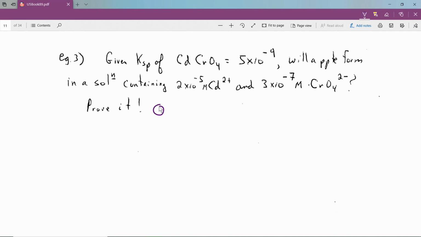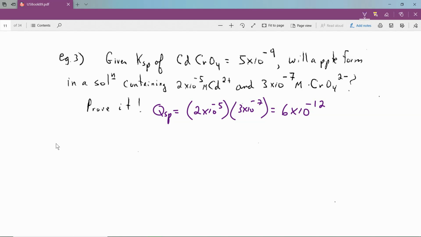My QSP is going to be my instantaneous concentration of Cd2 plus, which is 2 by 10 to the minus 5, times chromate, 3 by 10 to the minus 7. So that's 6 by 10 to the minus 12. And hey, I was wrong. It does not precipitate. Okay. Let's punch it on our calculators and make sure. So I got 2 by 10 to the minus 5 times 3 by 10 to the minus 7 is 6 by 10 to the minus 12.